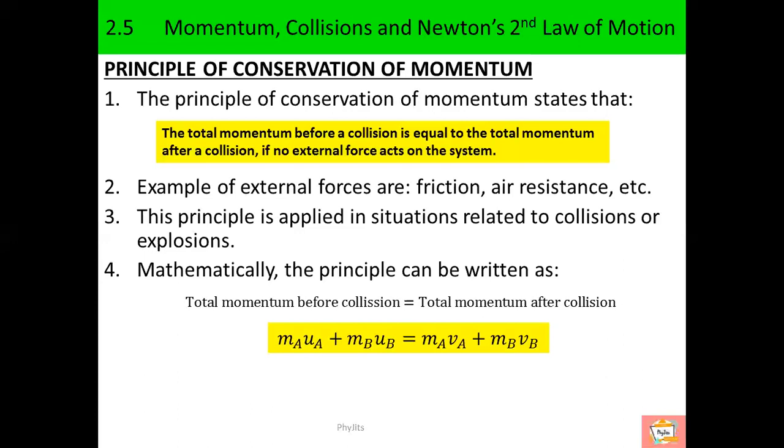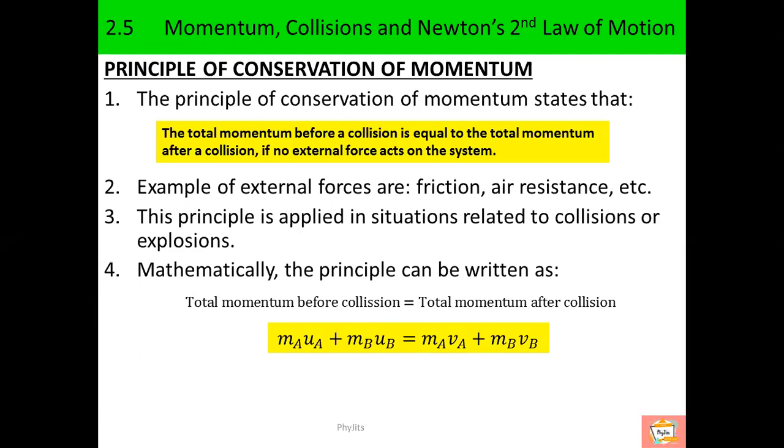Sometimes books will also give only mA uA equals mA vA. That means they are only considering one object. They are not considering two objects. But for you to find total, you require two objects. Then only you can add up. Right? You need two numbers to total up. It cannot be one number and you total up. There is no such thing, right?